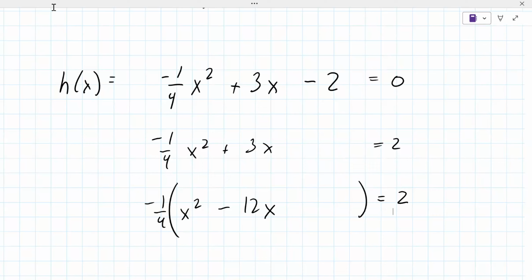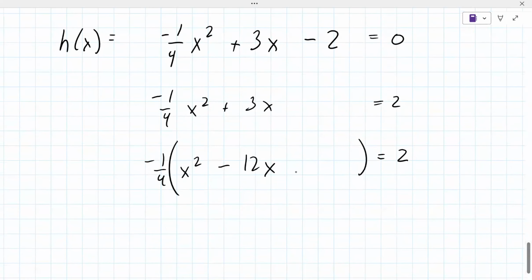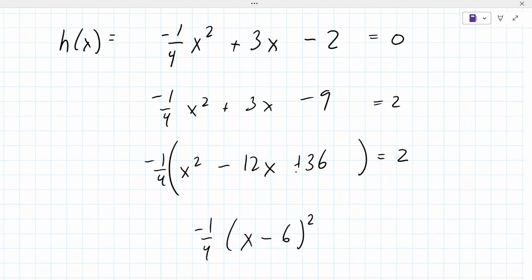All right, I got negative 1/4 times, in parentheses, x minus 6 squared, minus 7. Okay, that sounds pretty good here. So that puts you at a 36 here, minus 9, minus 9, minus 9, which is minus 7. So then you add 7 to both sides. Okay, good.